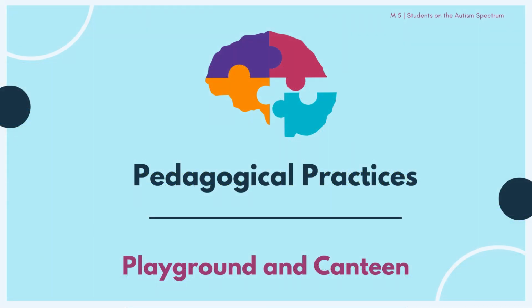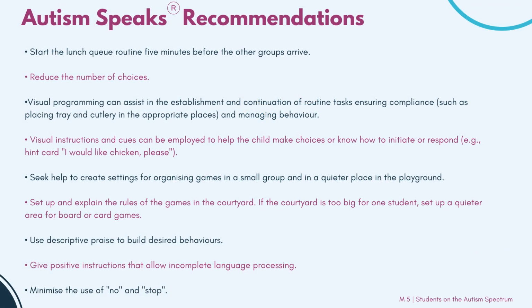Pedagogical practices, playground and cafeteria. Start the lunch queue routine 5 minutes before the other groups arrive. Reduce the number of choices. Visual programming can assist in the establishment and continuation of routine tasks, ensuring compliance, such as placing tray and cutlery in the appropriate places and managing behavior. Visual instructions and cues can be employed to help the child make choices or know how to initiate or respond. For example, a hint card: "I would like chicken, please."